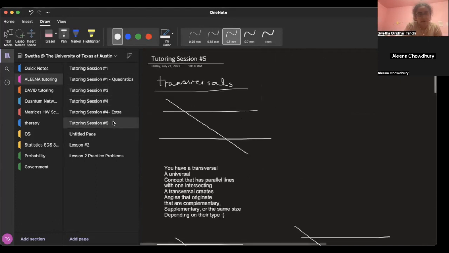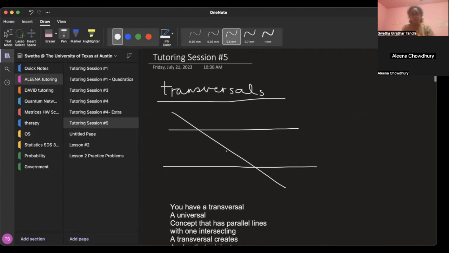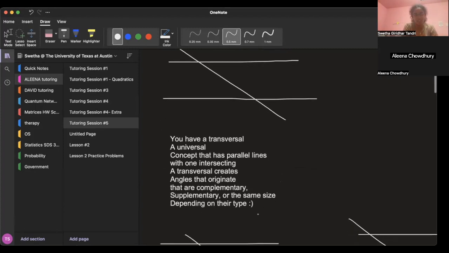And what this diagram right here is called a transversal. And this is a very important concept in geometry. And I even wrote like a little song about it just to get a little bit of an intro. So it kind of goes like this.